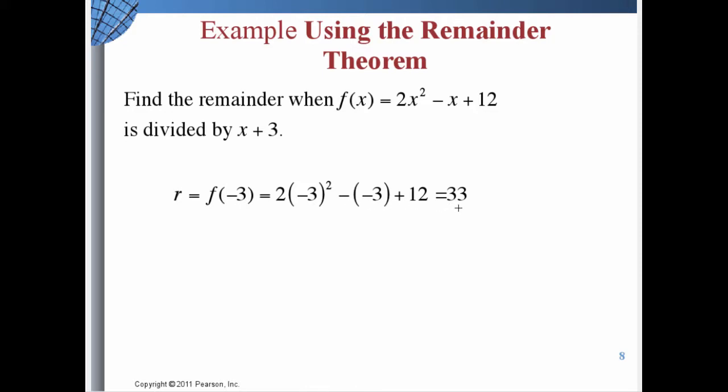So that tells us that when we divide f by x plus 3, we get a remainder of 33, which tells us that -3 is not a zero, because there's a remainder. This is a way that we can very quickly tell if zeros that we think might possibly be zeros are in fact zeros.